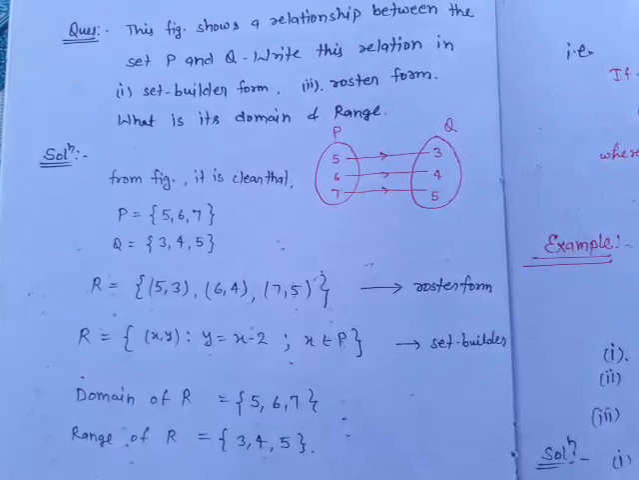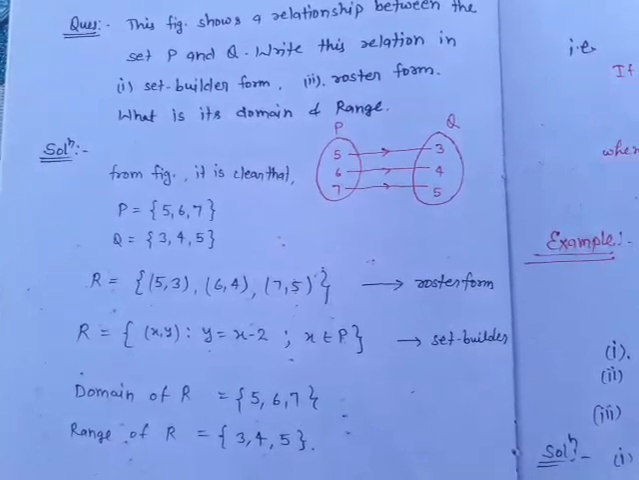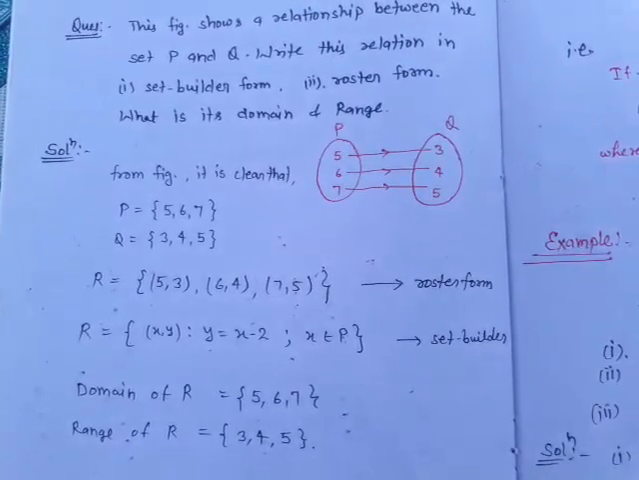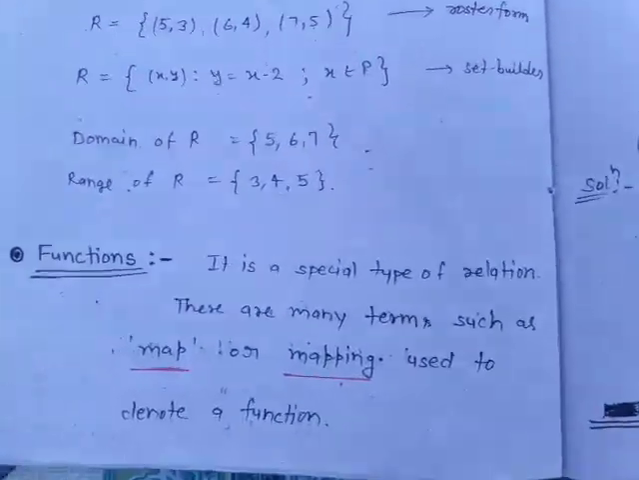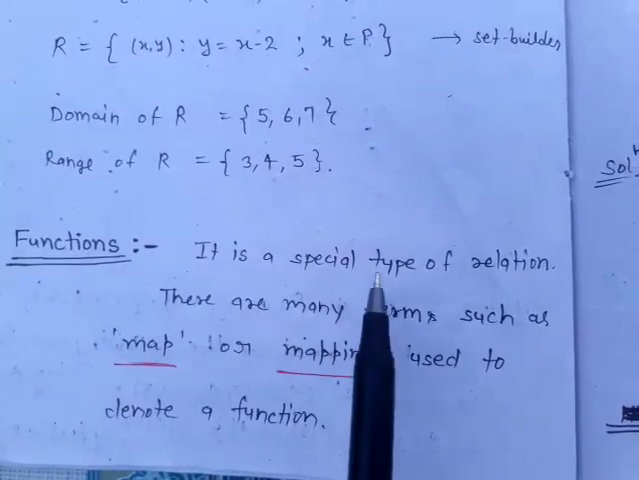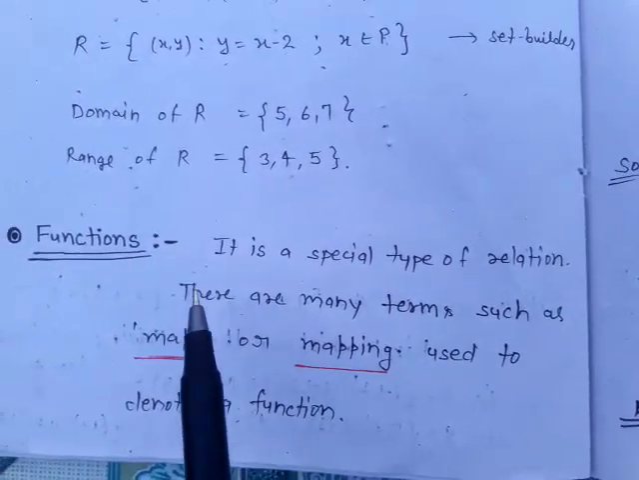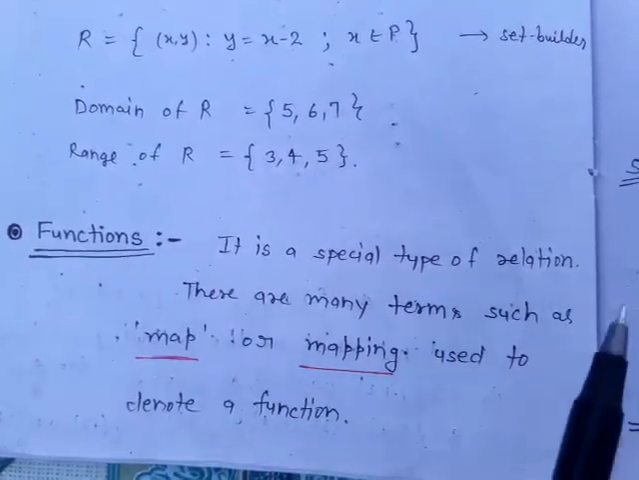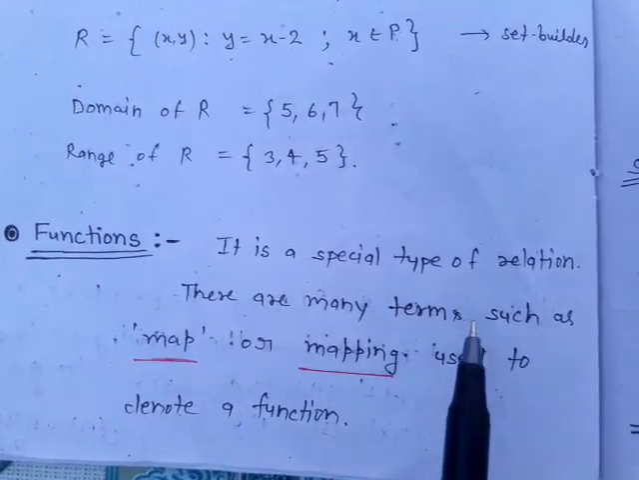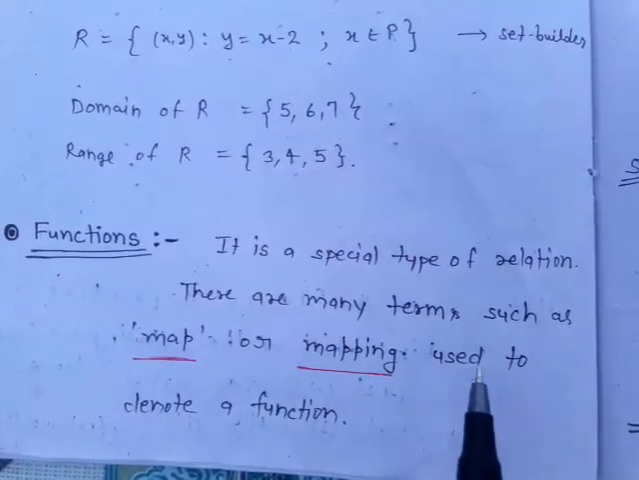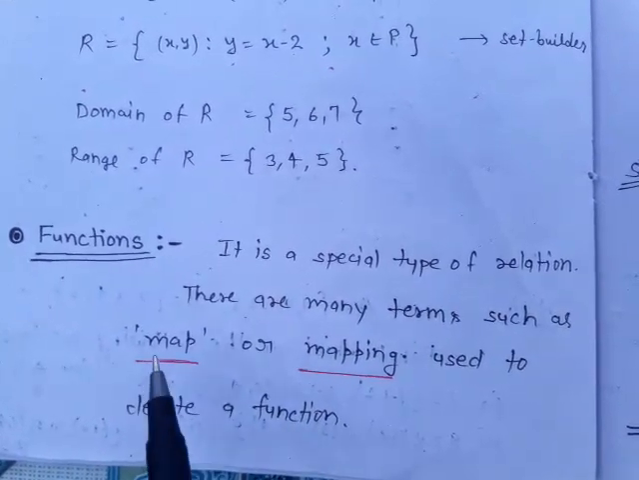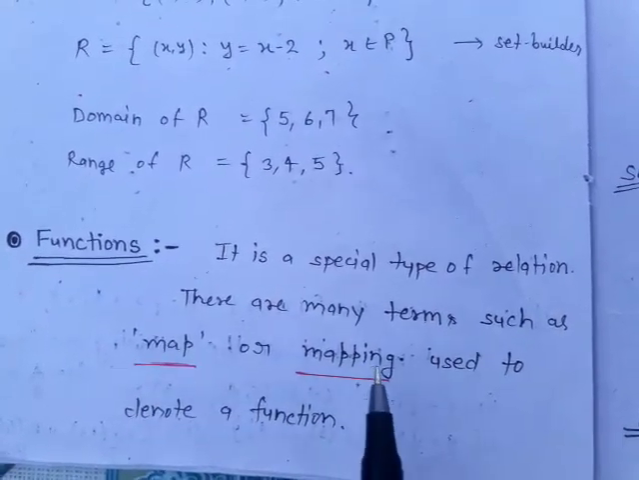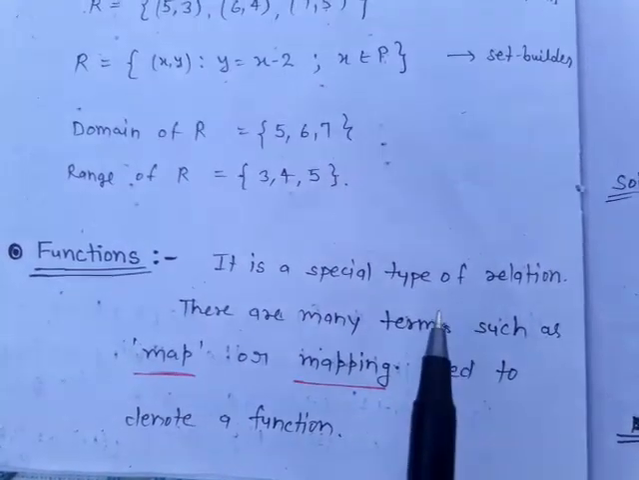Now we move to the next topic in this chapter, and our next topic is function. What is a function? A function is a special type of relation. There are many terms such as map or mapping used to denote a function. We denote a function as a map, as a mapping, and it is a special type of relation.